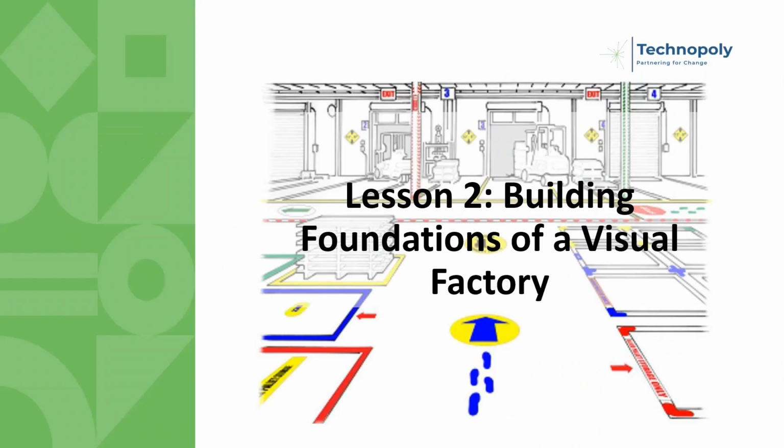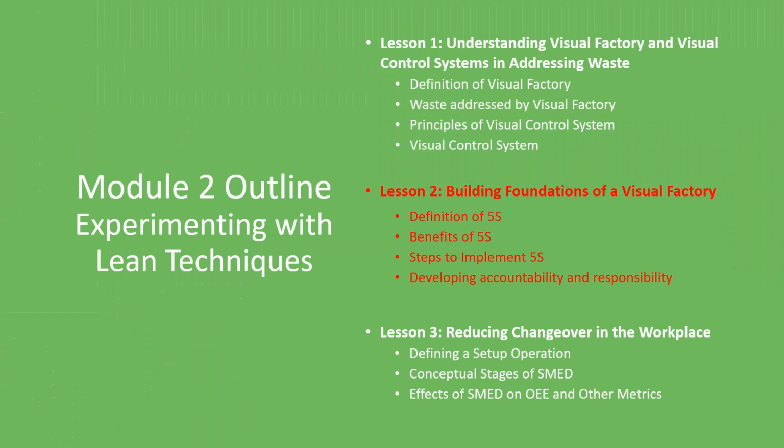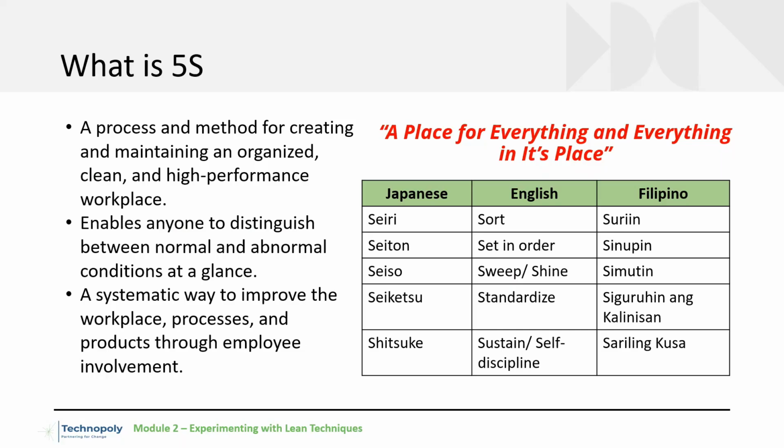Lesson 2, where we will learn how to build the foundations of a visual factory using the 5S methodology. This will cover the definition of 5S, benefits, implementation steps, and developing accountability and responsibility. Just like cement for a building foundation, 5S provides the foundation for visual control. It is a 5-step process in which each step is a prerequisite for the next.